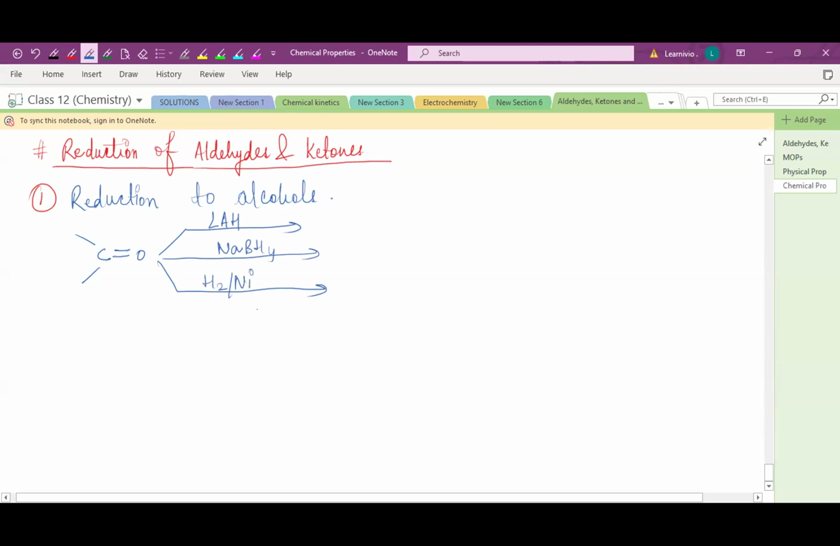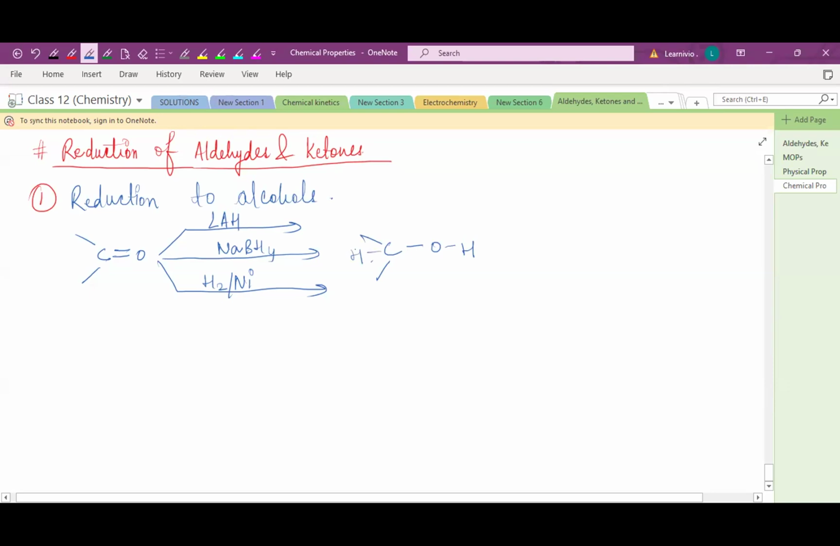In all three cases, if you use lithium aluminum hydride, it is a strong reducing agent and can reduce any group. It will reduce this carbonyl group to the corresponding alcohol. What you are supposed to do is break this bond and add an OH group over here, and here you will add one hydrogen. So it will be reduced.